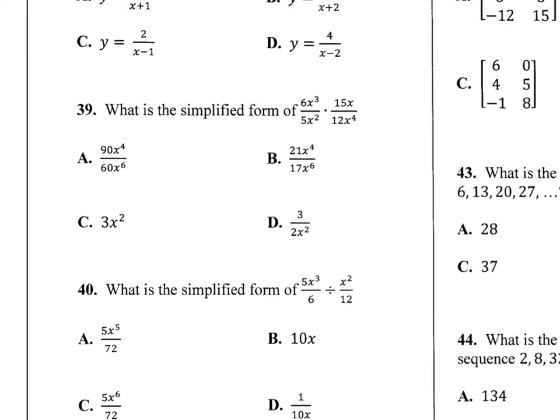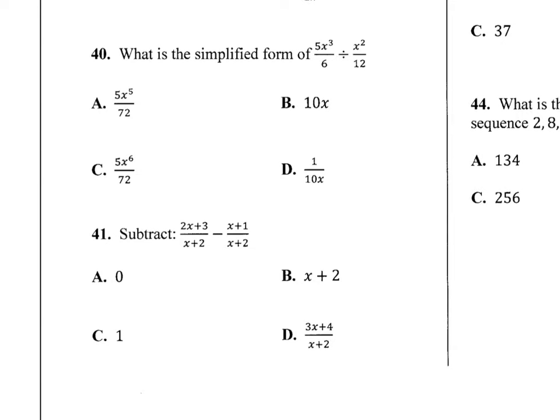39, we need to simplify, and we could multiply those first, the 5 and the 12, then the x to the third and the other x there, and then the x squared and the x to the fourth. Remember, when you're multiplying same-base powers like y to the second times y to the third, we just add the powers together.